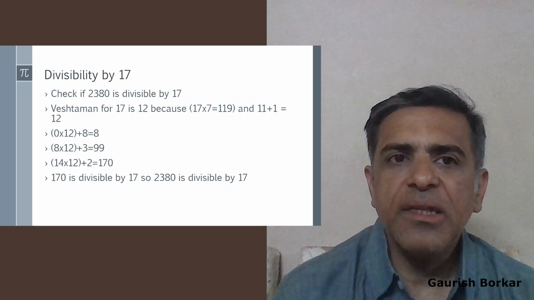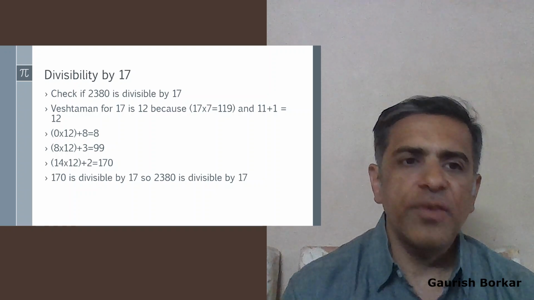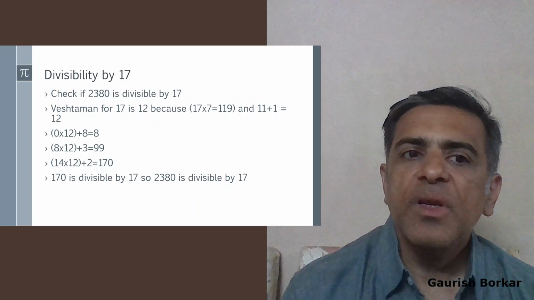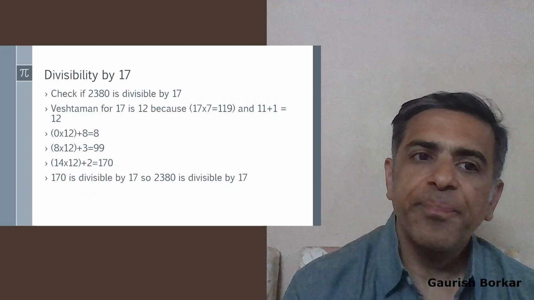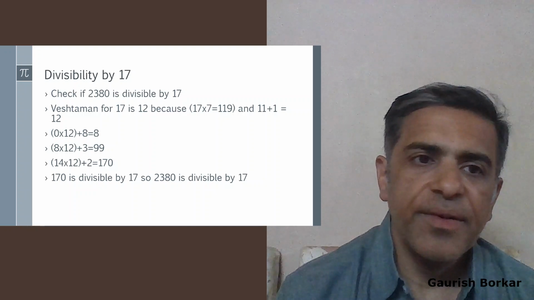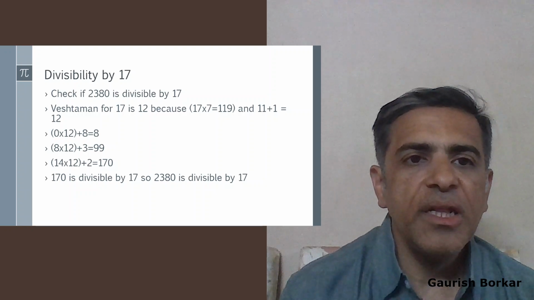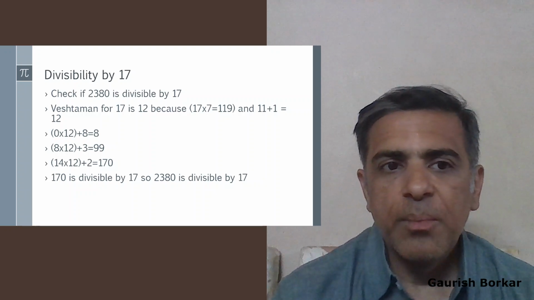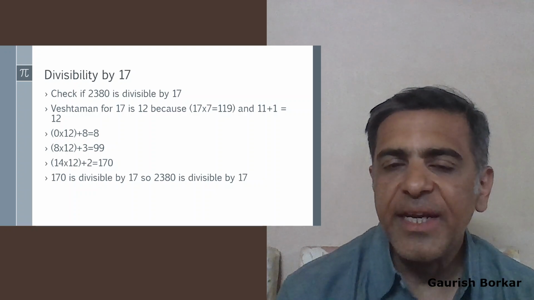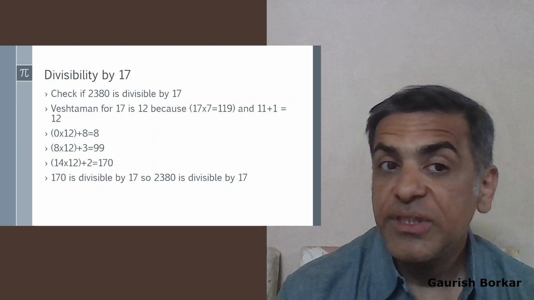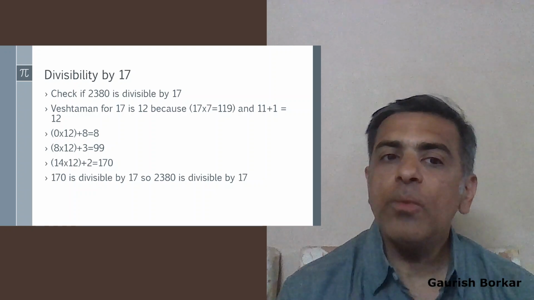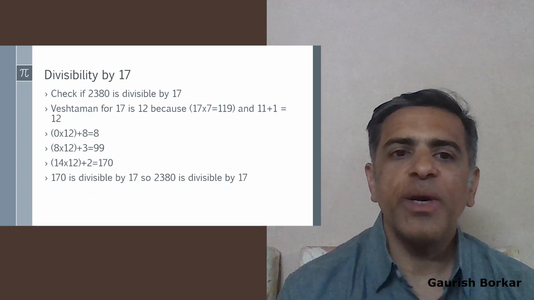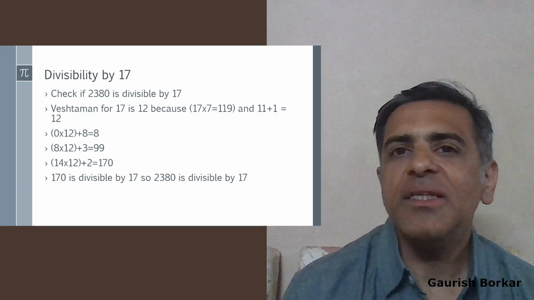8 is less than 17, so we don't need to do the division. 8 into 12 plus 3 gives 99. Now 99 is greater than 17, so we divide 99 by 17 and pick the remainder, which is 14. 14 into 12 plus 2, the first digit of 2380, gives us 170. 170 is divisible by 17 because 17 tens are 170, and that's why 2380 is divisible by 17.